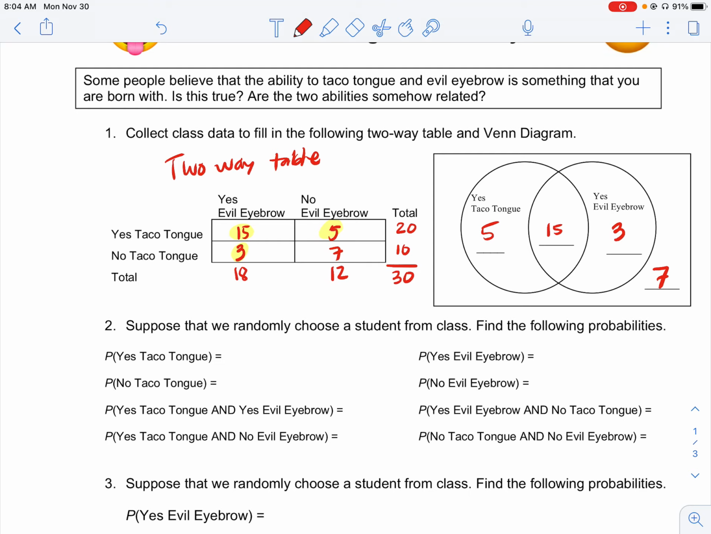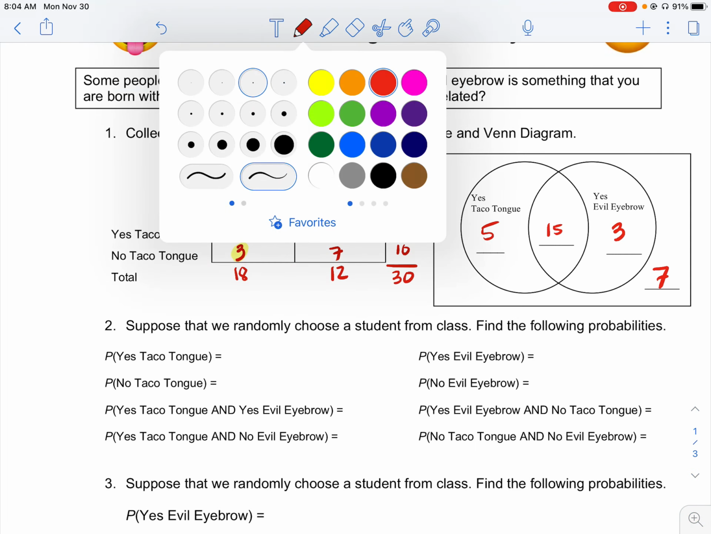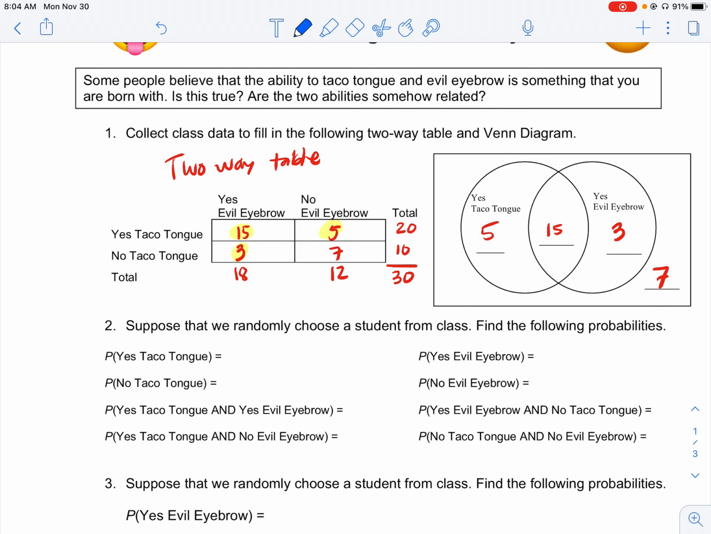Suppose that we randomly choose a student from class. Find the following probabilities. Yes, taco tongue: the probability that they were able to do taco tongue is 20 people out of 30. You can reduce it, but for now let's leave it as an unreduced fraction, so it's easier to track if we got it wrong or right. The probability that they were not able to do taco tongue is 10 people out of 30.